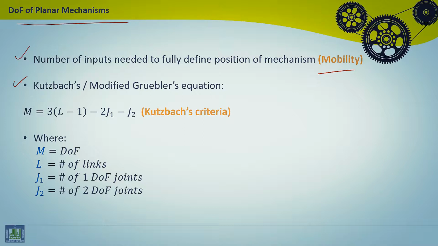Now, with Kurzbach's or modified Grubler's equation, it is the following. M equal 3L minus 1 minus 2J1 minus J2. This is called Kurzbach's criteria. With M is the degree of freedom, L is the number of links, J1 is the number of 1 degree of freedom joints, and J2 is the number of 2 degree of freedom joints.